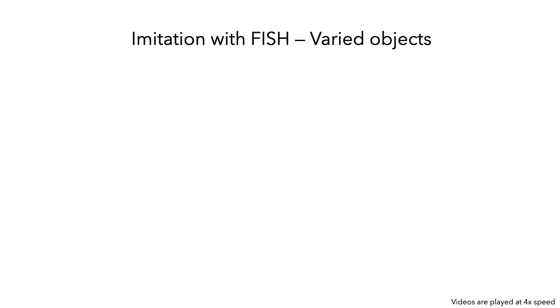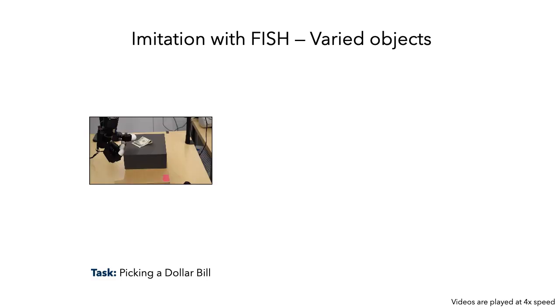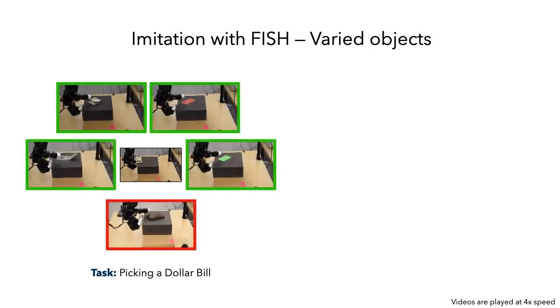Interestingly, FISH is also able to generalize to new tasks that are unseen in the expert demonstrations. Consider the task of picking up a dollar bill. Given this demonstration, we observe that FISH is able to generalize to different types of bills as well as different colored cards. However, for cases with large variations such as a wallet, FISH fails at performing the task.